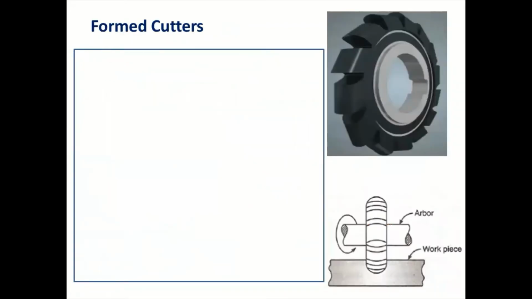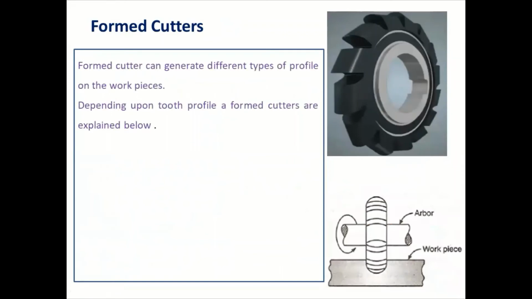Then the form cutter. You can see in this diagram some form shape is there. So we'll see here. The form cutters can generate different types of profiles on the workpiece. Means according to the shape of the cutter, we'll get a different profile. That is the meaning of it. Depending upon the tooth profile, there are different types of form cutters.